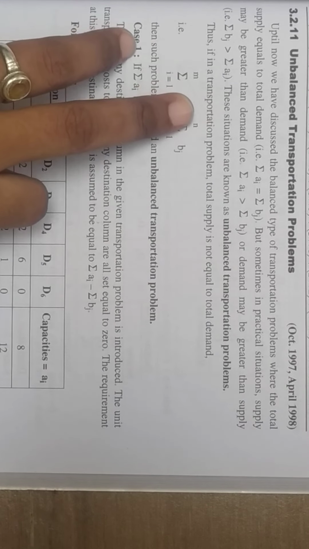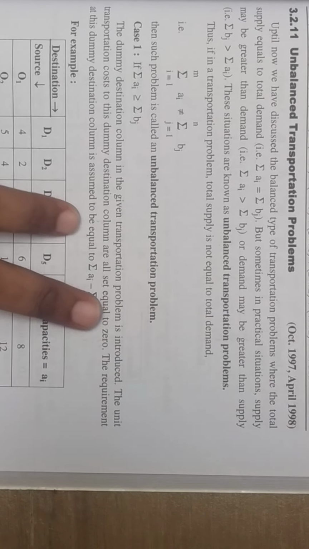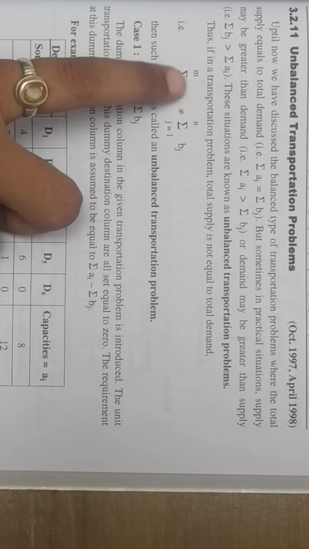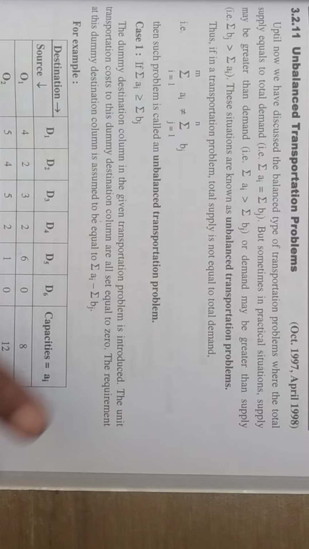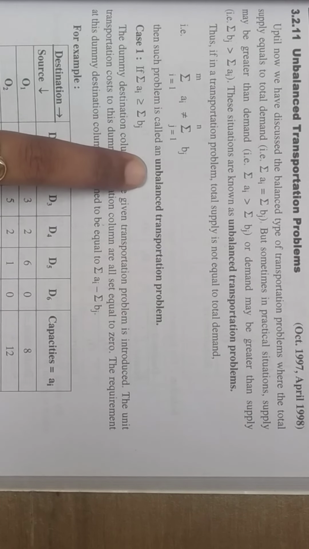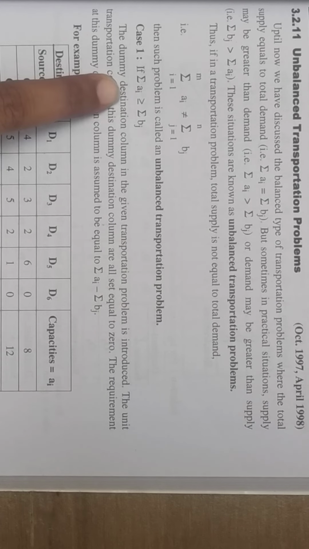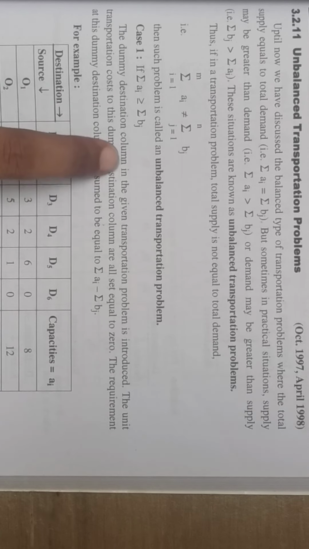Thus, if in a transportation problem the total supply is not equal to the total demand, that is summation Ai, i running from 1 to m, not equal to summation Bj, j running from 1 to n, then such a problem is called an unbalanced transportation problem. So, the first case is summation Ai greater than or equal to summation Bj.